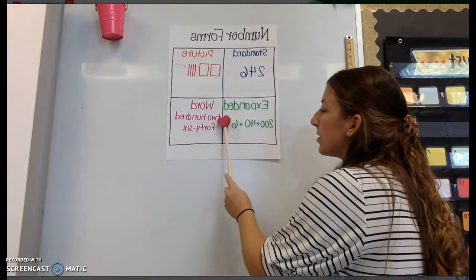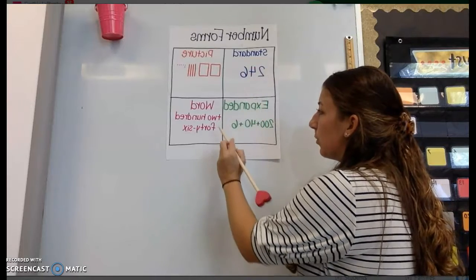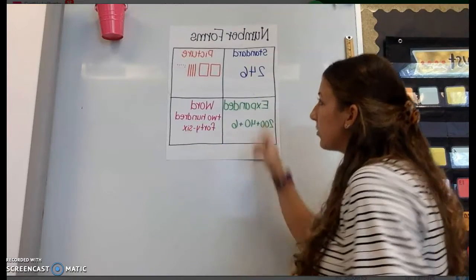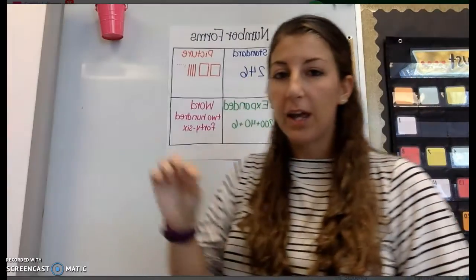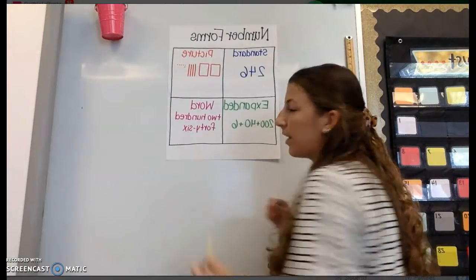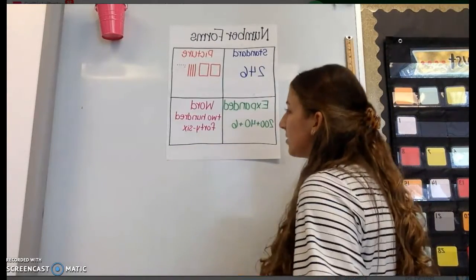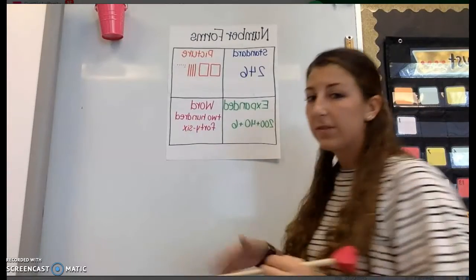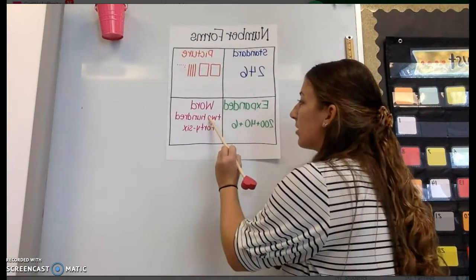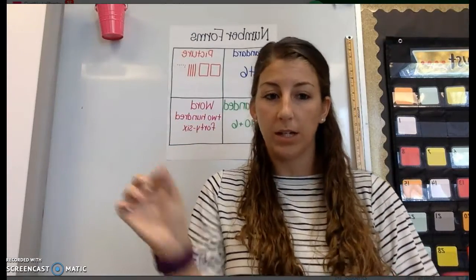Word form uses words to represent that number. So 246 can be shown as two hundred forty-six. Your tens and ones get put together by a dash right here, so forty-six is read together. We're going to try not to use the word "and" when you are writing the word. So instead of saying two hundred and forty-six, we would just write two hundred forty-six to represent that number is whole and all together.